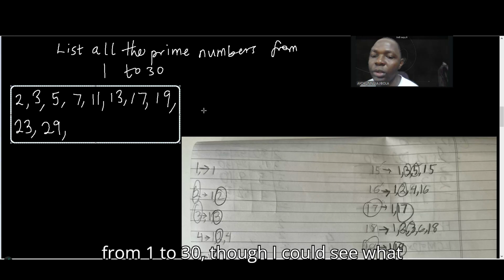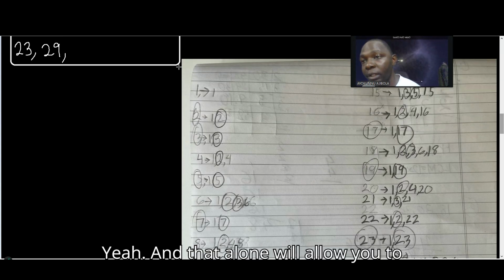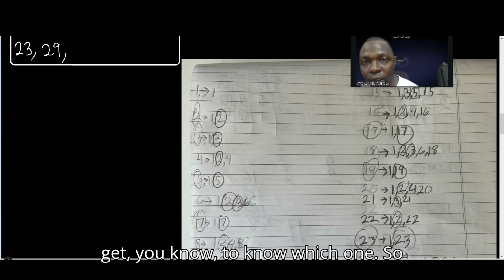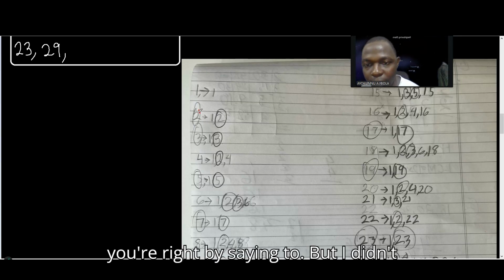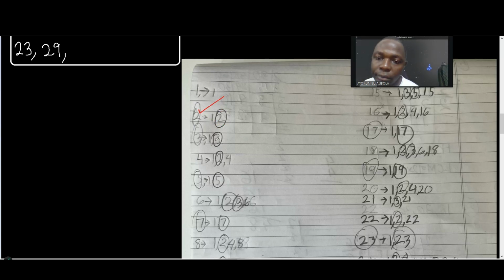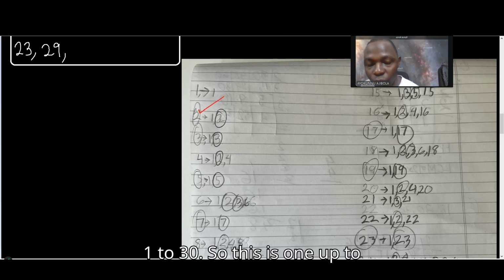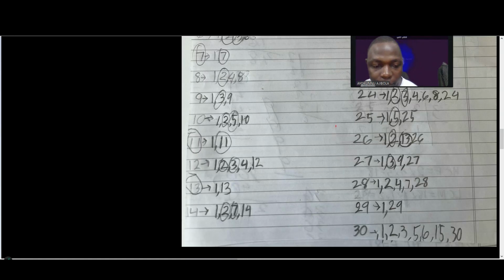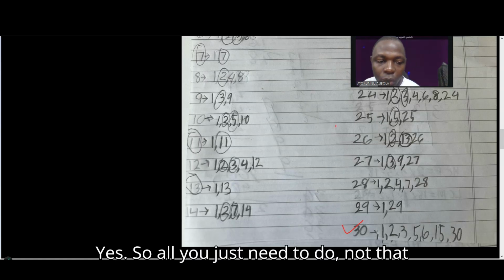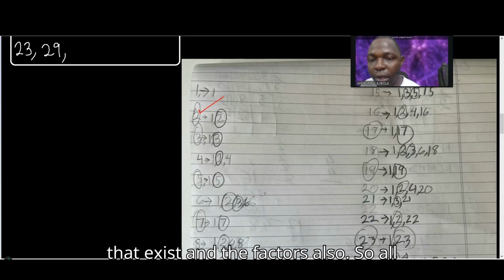I could see what you've done, you were trying to list all the factors of these numbers, and that alone will allow you to know which one is prime. So you're right by saying two, but I didn't expect you to list anything here. You're just listing from 1 to 30, so all you need to do is not circle the prime numbers that exist in the factors also.